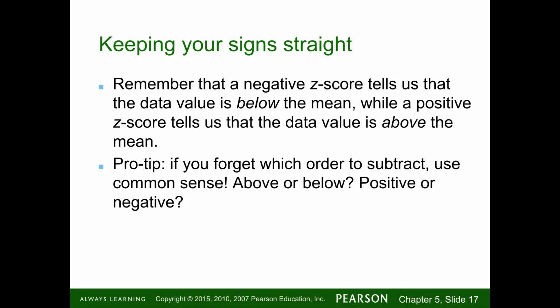Pro tip, if you forget which order to subtract, use common sense. In other words, if I say that the average weight for a male in the United States is 175 pounds, and I get a question about what's the probability of somebody weighing less than 155, and then I do the math and I have a positive Z-score, somewhere I screwed up, because 155 is less than 175. So my Z-score should be negative because the value I'm interested in is less than the mean. Does that make sense? And vice versa.